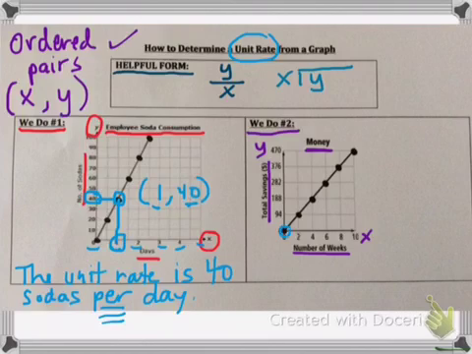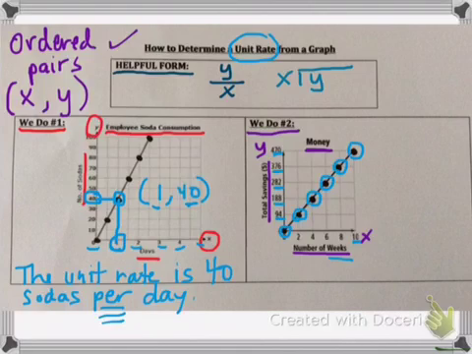This point 0, 0 is telling me that in 0 weeks I save $0. This point here is telling me that in 2 weeks I save $94. In 4 weeks I save $188. 6 weeks I save $282. 8 weeks I save $376, and in 10 weeks I save $470. So this is just us reading what the graph is telling us.